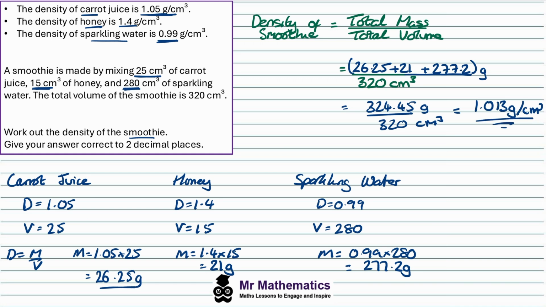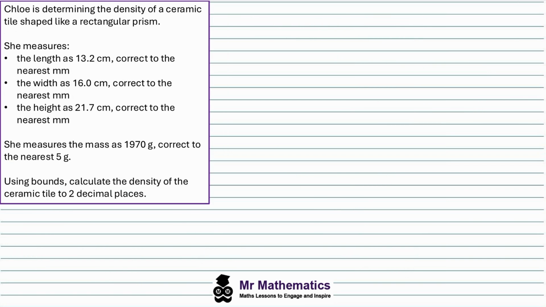Okay? Did you get that? Let's try one more question. So this is a slightly different question. We're told that Chloe is trying to find the density of a ceramic tile shaped like a rectangular prism. And we have these lengths given correct to the nearest millimeter. And we're told that she measures a mass in grams to the nearest 5 grams. Using bounds, we need to calculate the density to 2 decimal places.